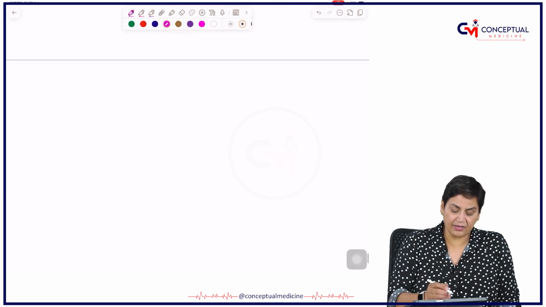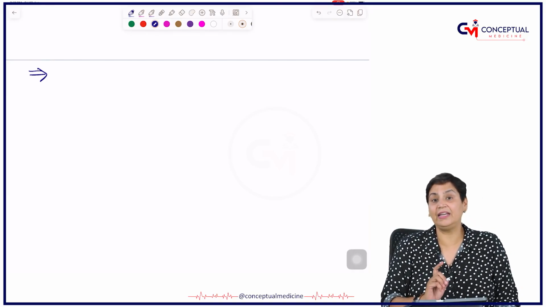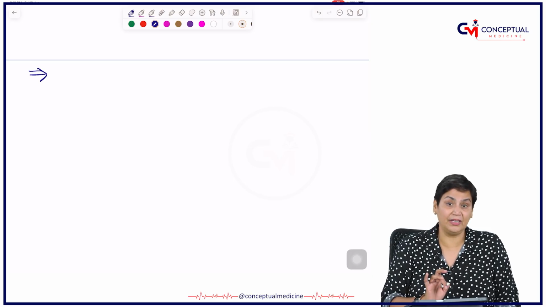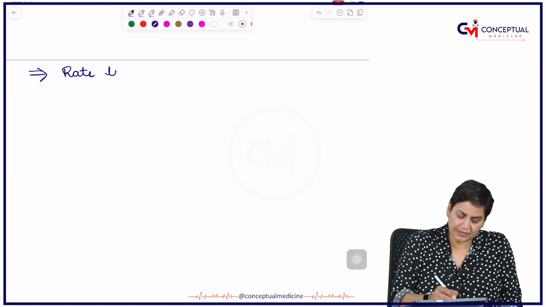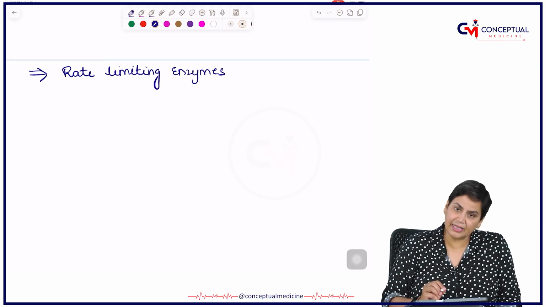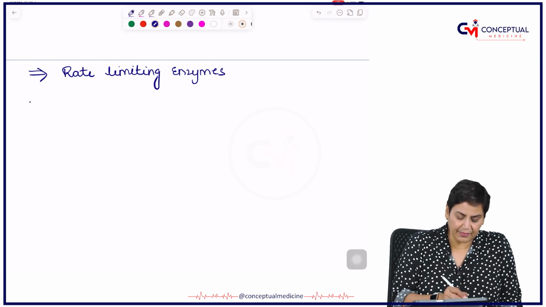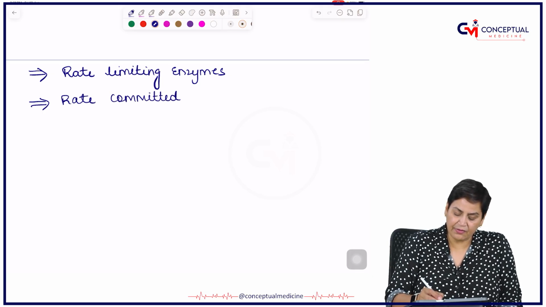Then next, another very important point related to this is what is the difference between rate limiting enzymes and rate committed enzymes, because this is a question which creates confusion in so many people. So what are rate limiting enzymes? Because again, biochemistry without regulation is nothing. Rate limiting enzymes are there and rate committed enzymes are there. Now, if we talk about the difference, it is clear from the word itself.